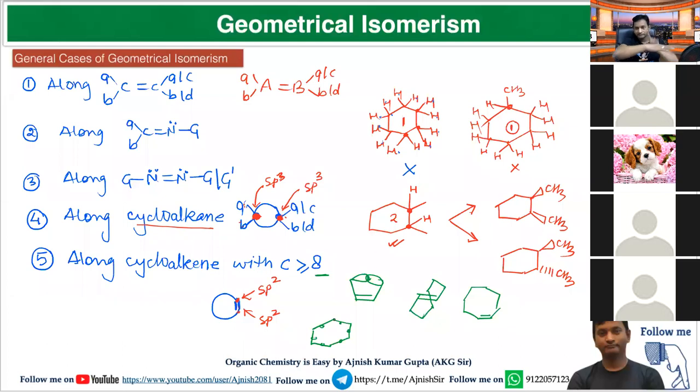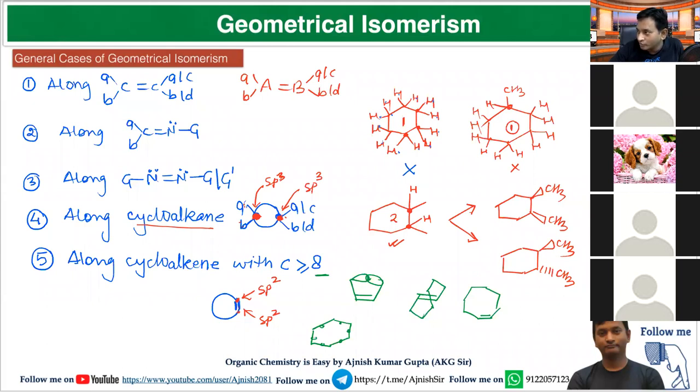Is it clear? Yes, sir. Now, to make two structures along a carbon double bond carbon in a cyclic system, at least 8 carbon, or 8 atoms in the ring, must be there. Is it clear? Yes, sir. Now think for this molecule and report your answer.